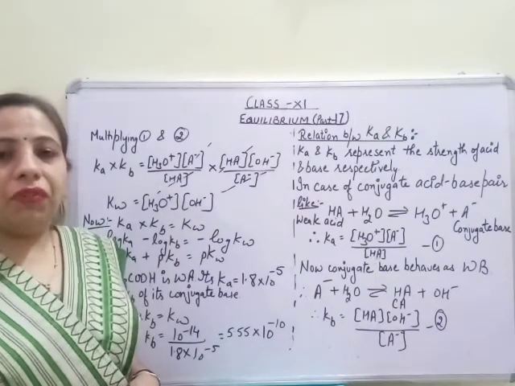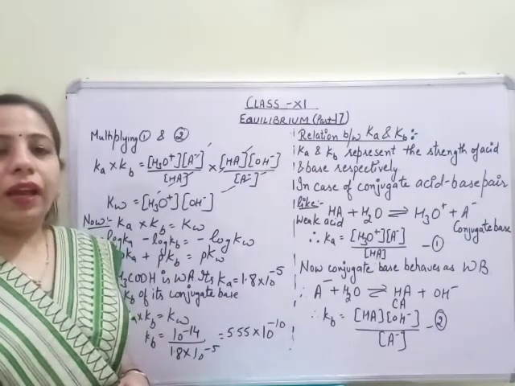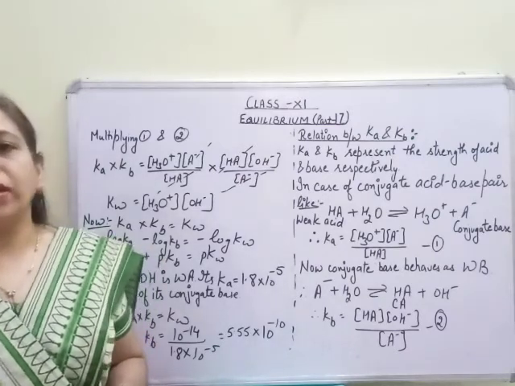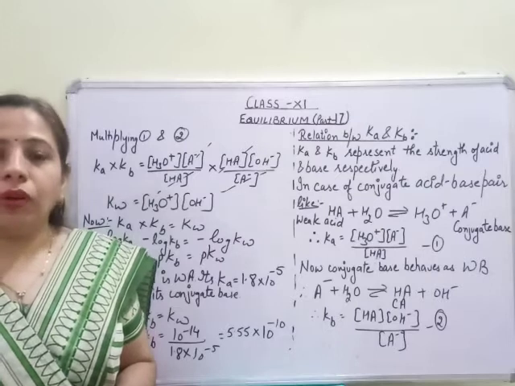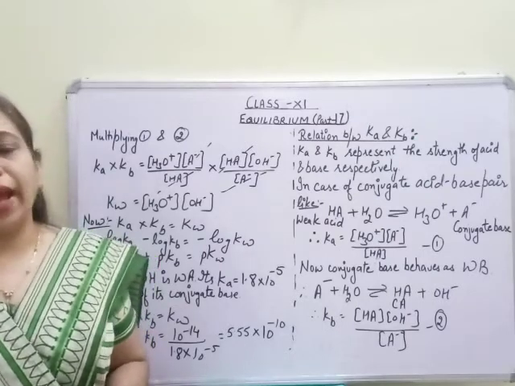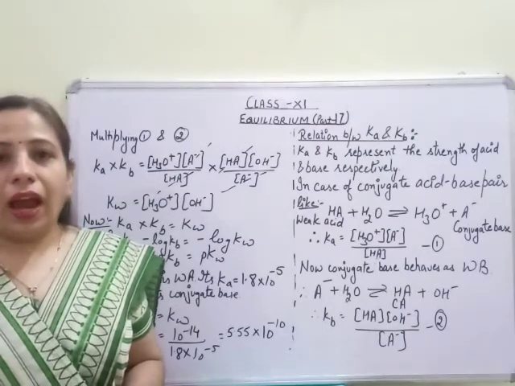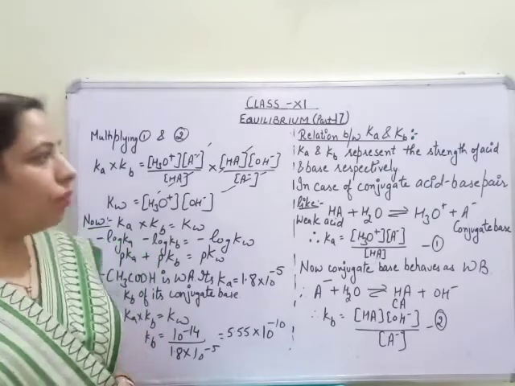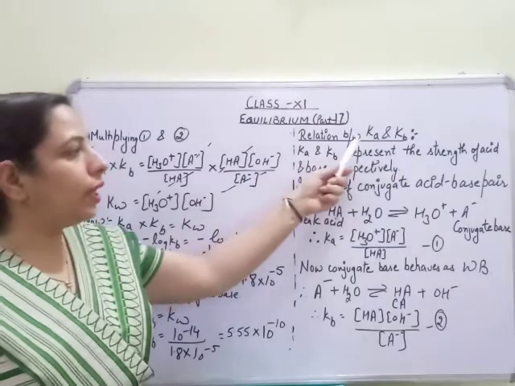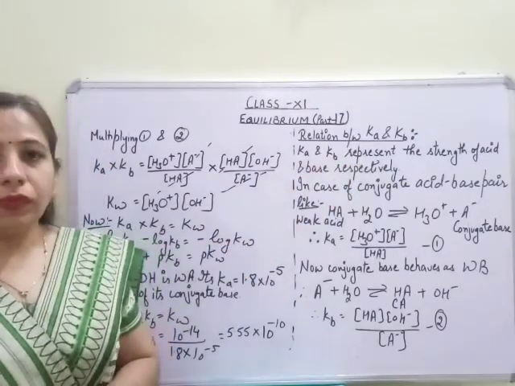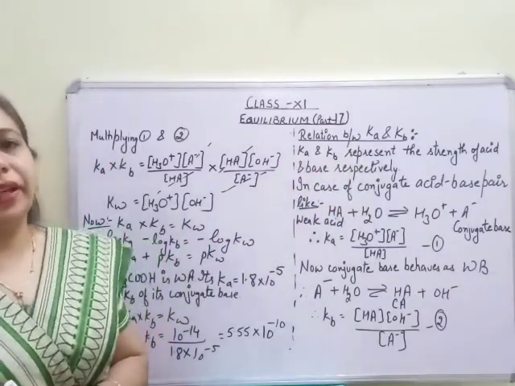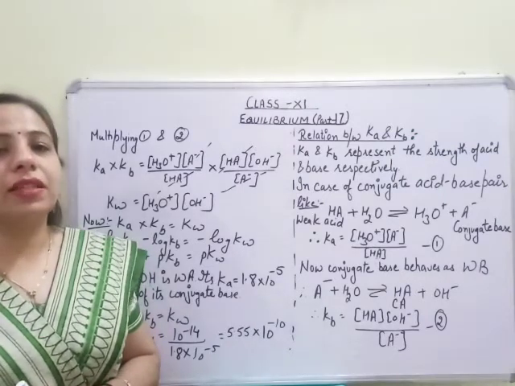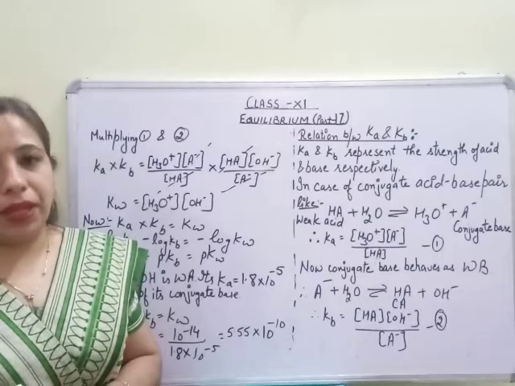Good morning everyone. Till now in ionic equilibrium we have done ionization constant for water, that is Kw, ionization constant for acids, that is Ka, and ionization constant for base, that is Kb. Now we are going to do the relation between Ka and Kb. What do Ka and Kb tell us? We have done that Ka and Kb tell us the strength of an acid or a base.